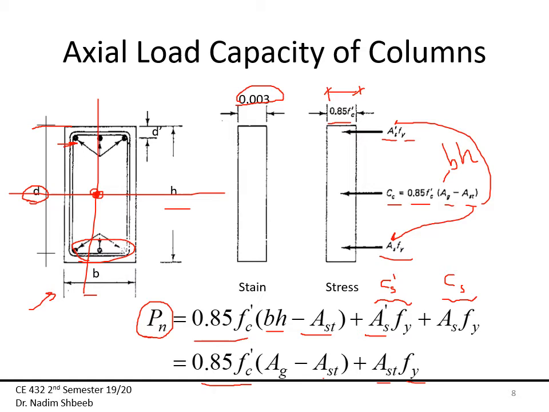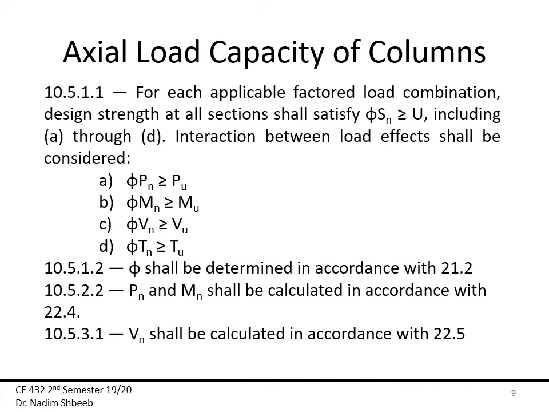This is how I calculate the axial force in columns. Again, there's no moment here, there's no tension, pure axial force. Okay. Now, some of the provisions that we need to know about. Again, the same thing, your phi Pn must always be larger than the ultimate load, P ultimate. Now, P ultimate is the same, 1.2 dead plus 1.6 live.